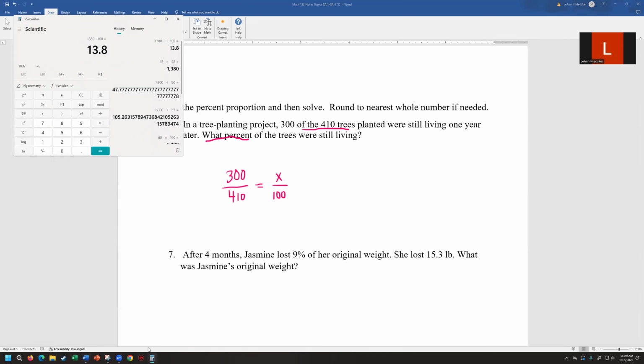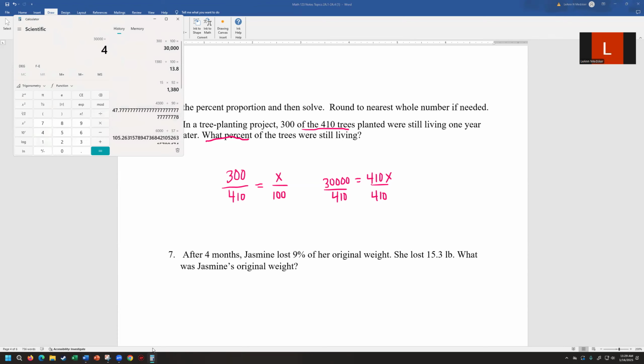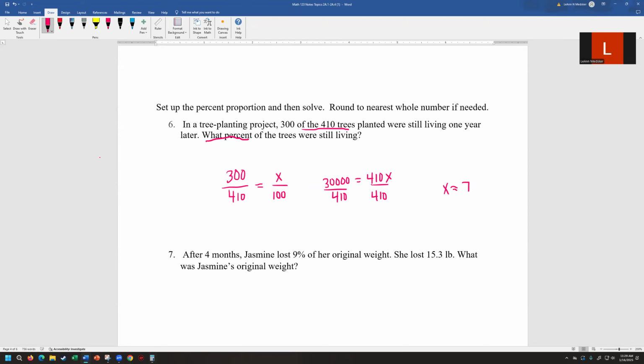So we'll do 300, oops, times 100. That's 30,000 equals 410 times X. We'll divide by the 410. So that's going to be to the nearest whole percentage. They said to round to, this is going to be 73%. And notice this is a percentage, so I am putting a percent symbol on it. You don't do that unless you're solving for the percent. So roughly 73% of the trees survived.